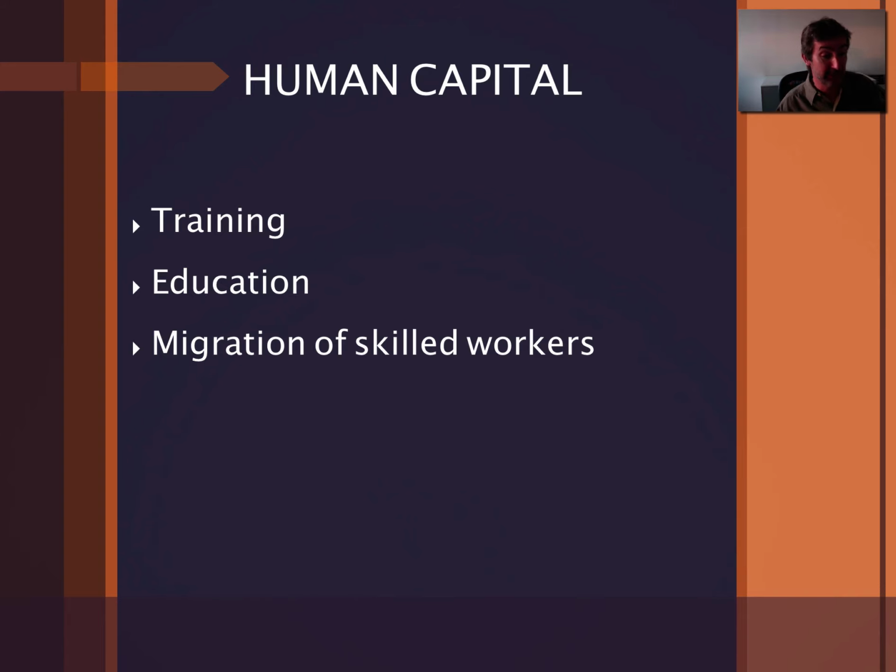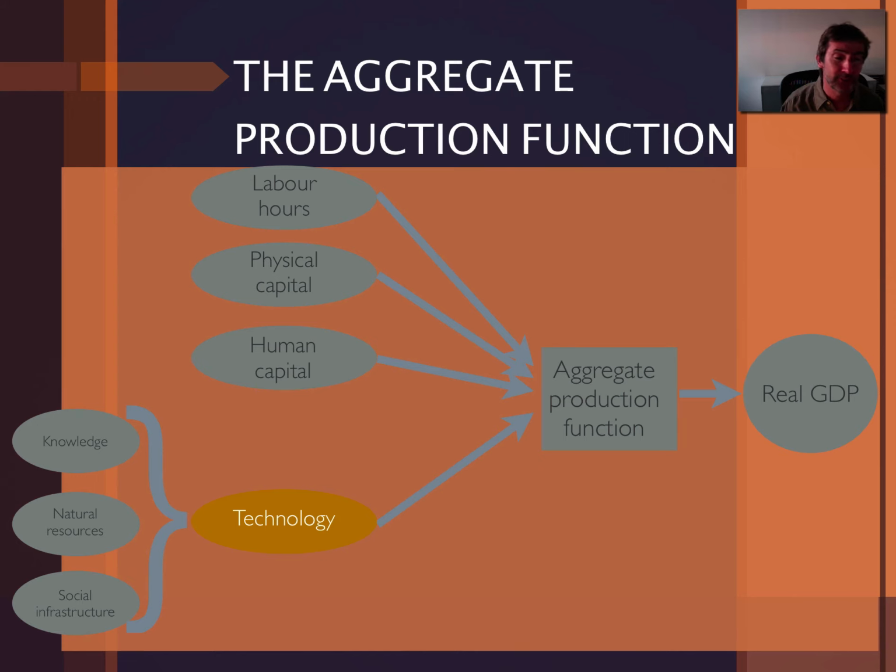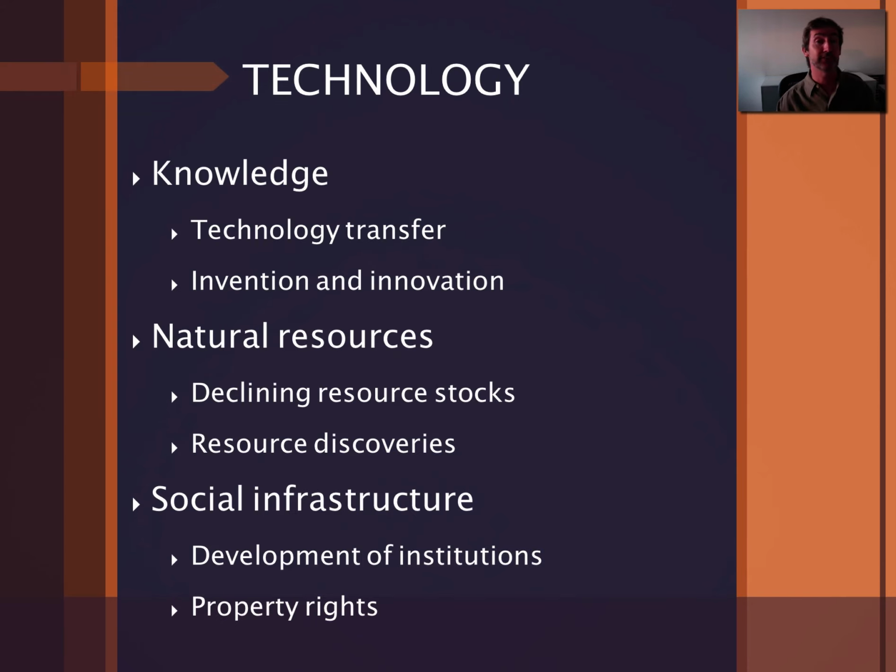The other three inputs, it's a little harder for us to talk about in great detail because they're harder to measure. So we tend to group them together into something we call technology. So technology consists of the knowledge we have in an economy, the natural resources we have in an economy, and the social infrastructure. When we think about knowledge, we're thinking about basic knowledge, things like calculus, things like the formula for Coca-Cola, and so forth.